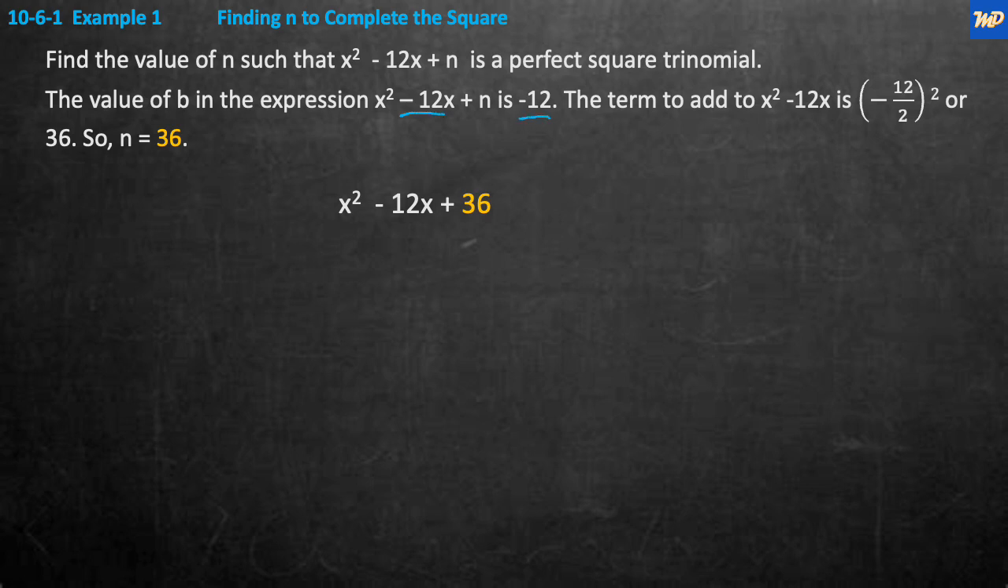Okay, so the term to add to the x squared minus 12x is minus 12 divided by 2 squared. Of course, you know that's going to be a positive, but we want you to keep that negative in mind because you're going to use it in the future. So that's what you're going to add to both sides, or 36 in this case, because 12 divided by 2 is 6. 6 squared is 36. It's a positive 36. So that new equation would be x squared minus 12x plus 36.